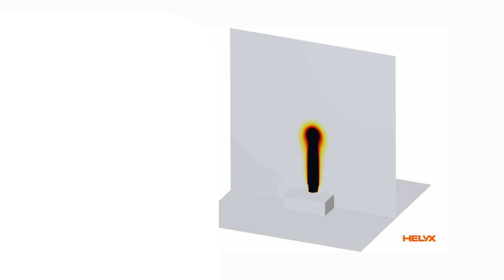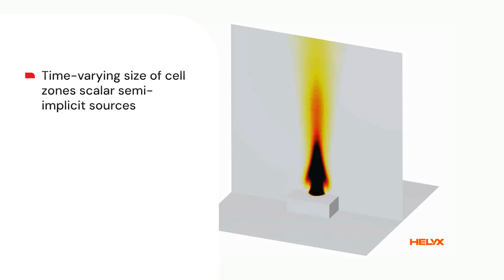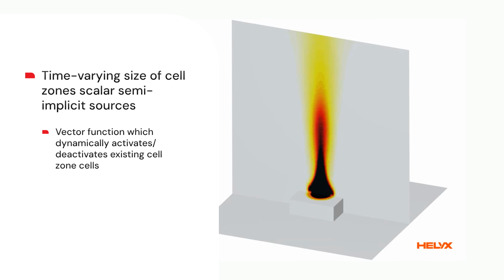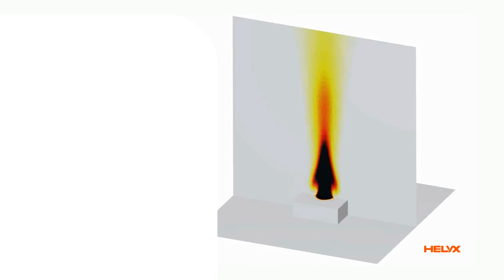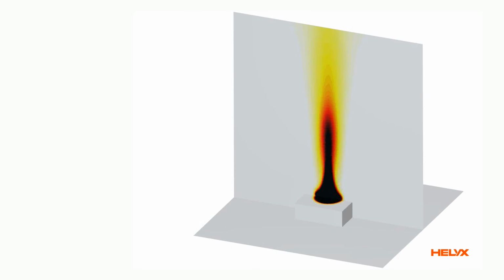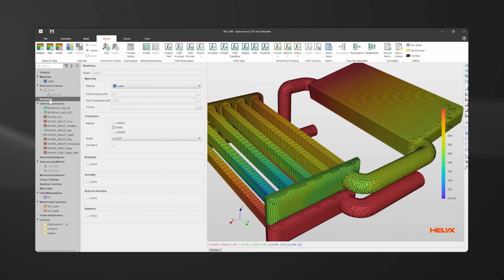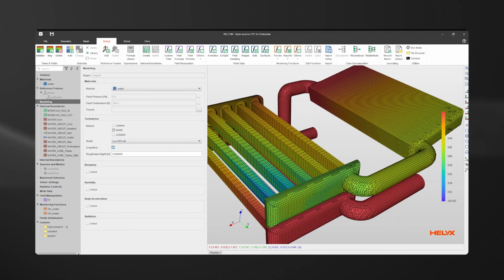We also added a new time-varying size of cell zones containing scalar semi-implicit sources. The user can specify a vector function which dynamically activates or deactivates existing cell zone cells, which enhances, for example, the representation of fire smoke analysis. Finally, in terms of turbulence modeling, we extended the existing Gamma-Re-theta-T transition turbulence model to include cross-flow transition effects.